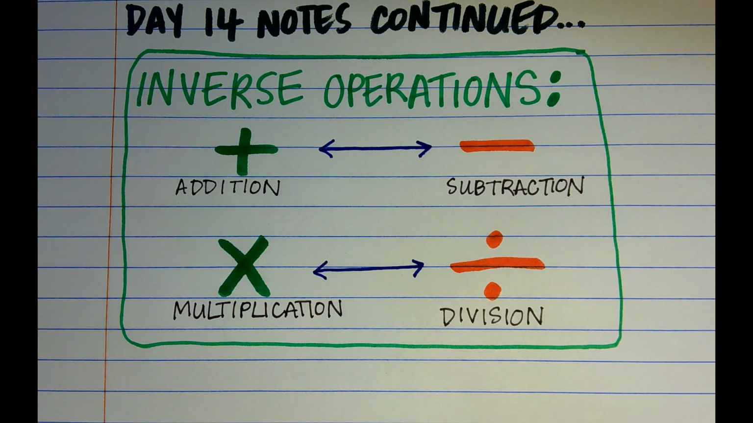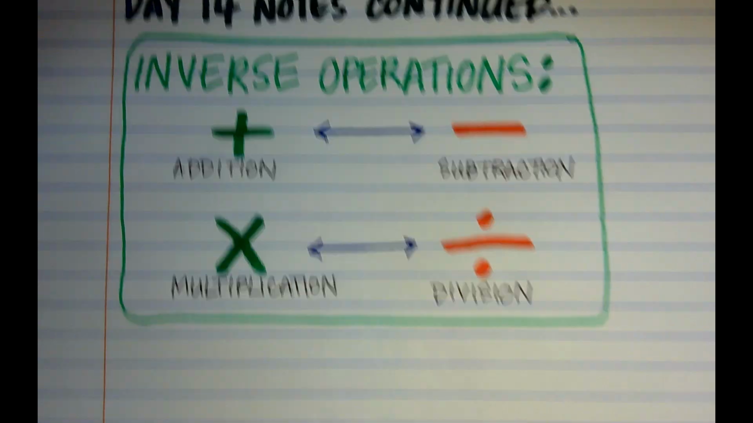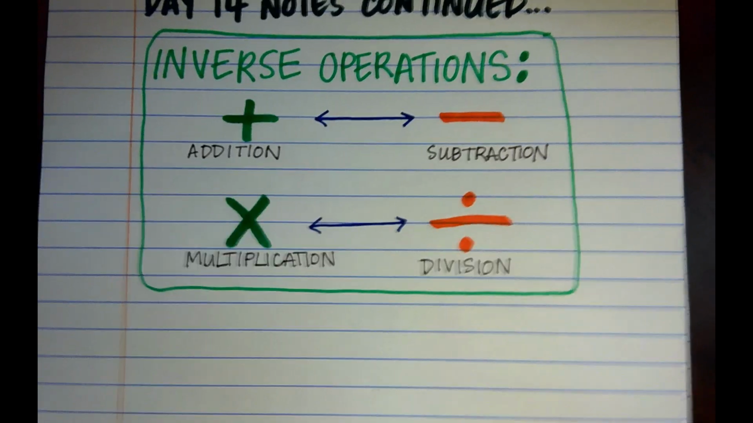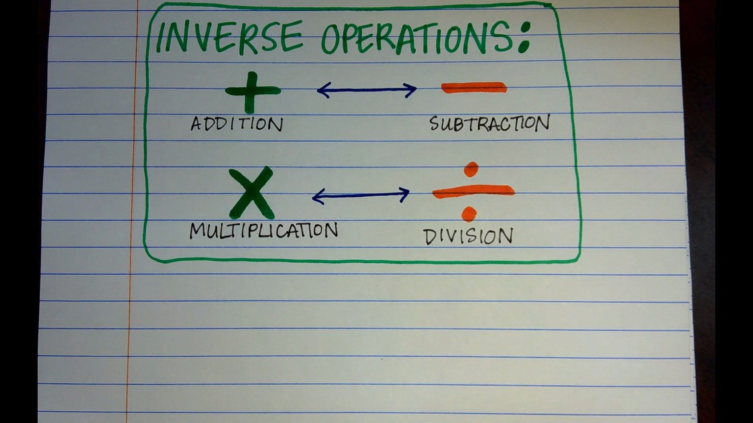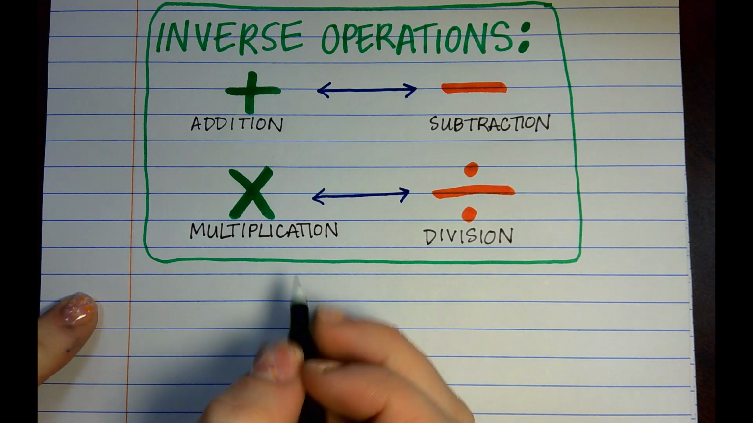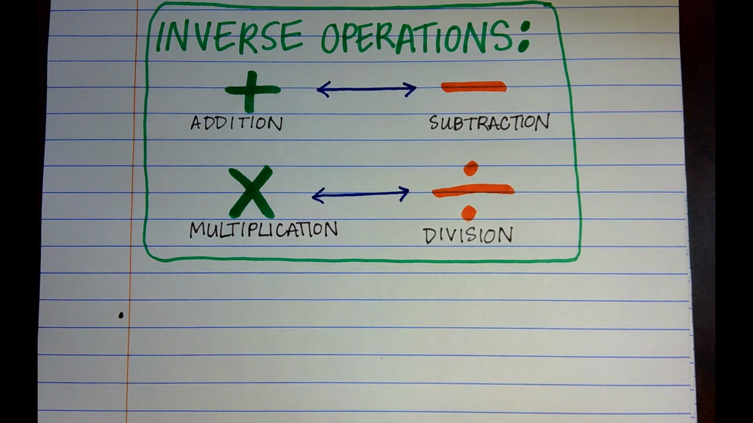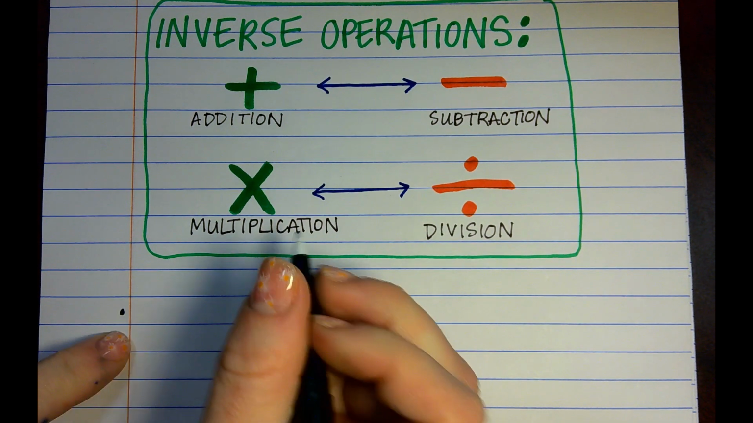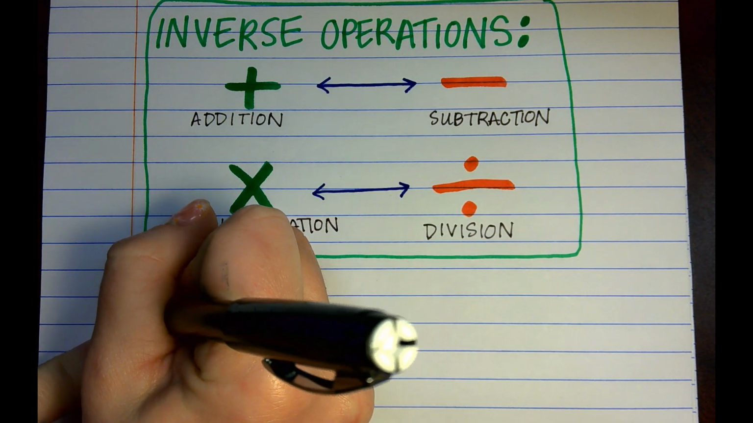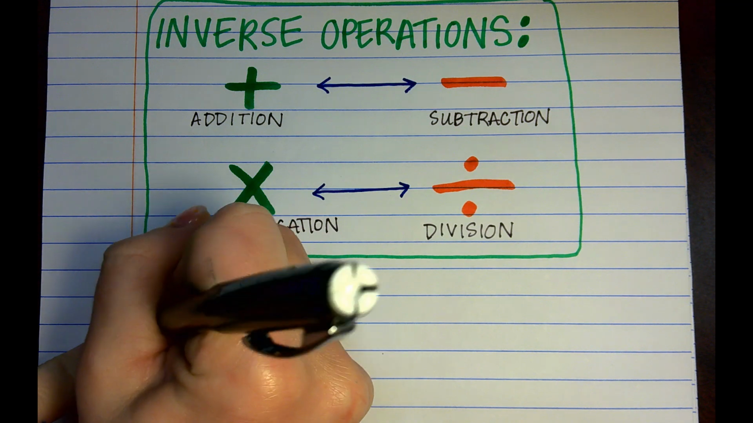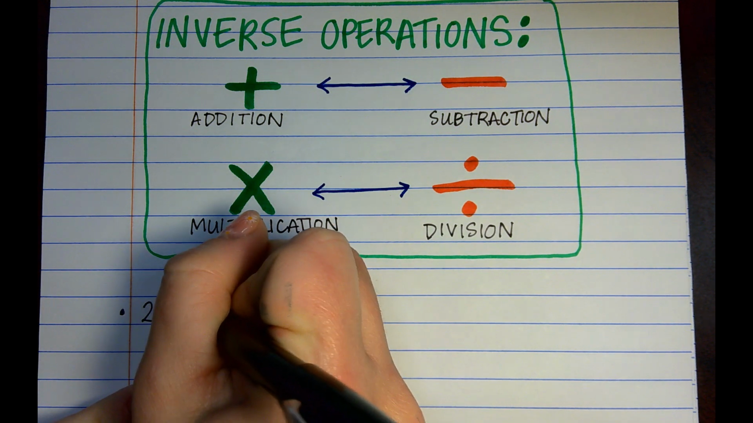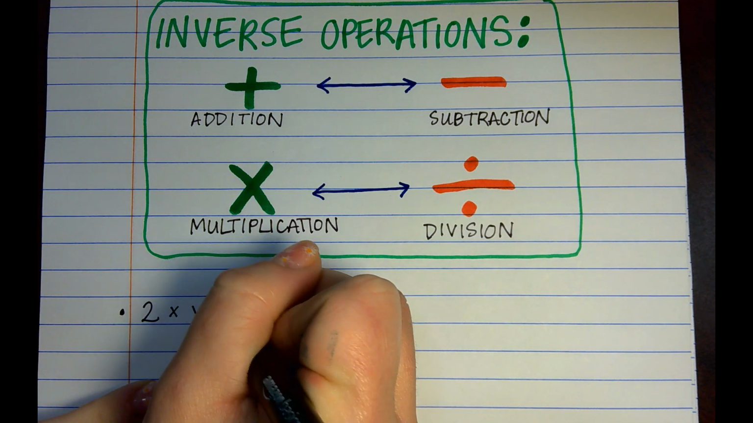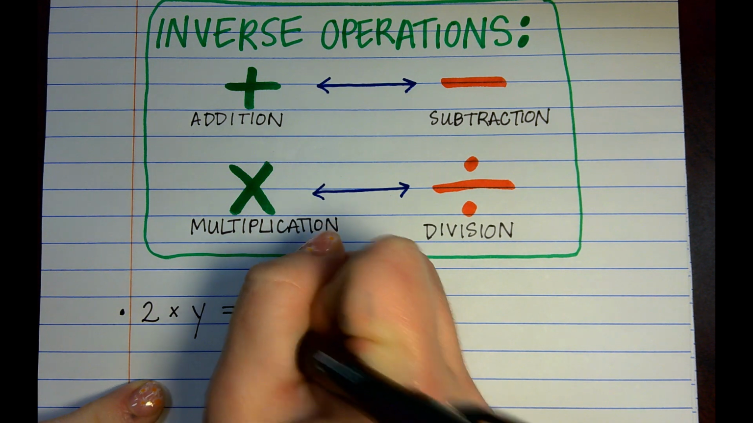Okay, so that being said, let me give you another equation, and let's see if we can figure out how we would solve it. What if I had an example like this? What if I had 2 times y equals 12?